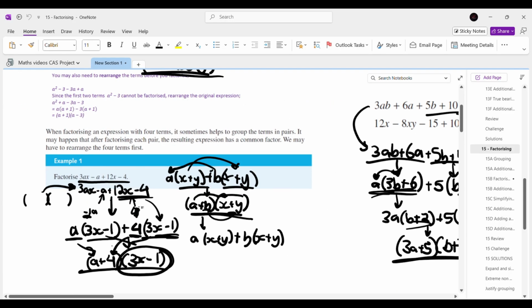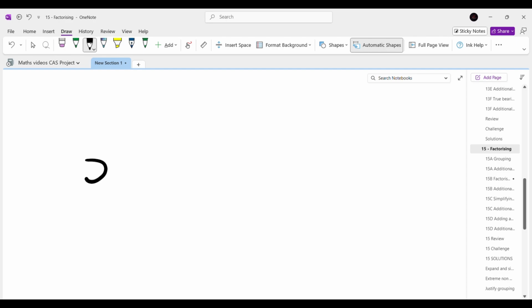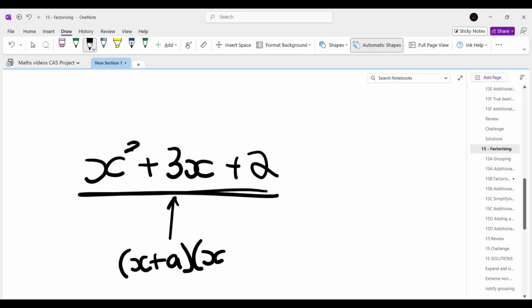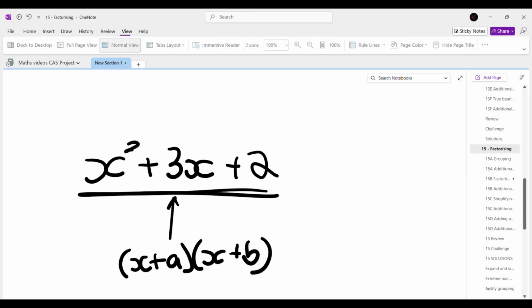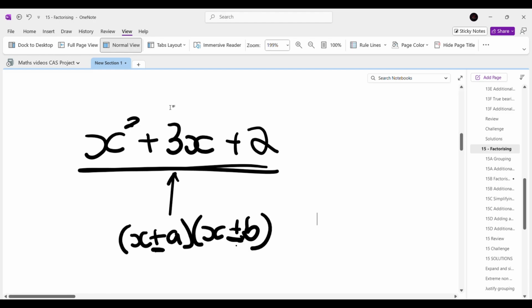But what happens when we have a quadratic, an equation like this? Let's just say x squared plus 3x plus 2. What would we do in this instance? Obviously, we're trying to factor it into a form which has factors x plus a times x plus b. Now a plus or minus b, right? And so in this form, you may be wondering, how do we factorize this equation?